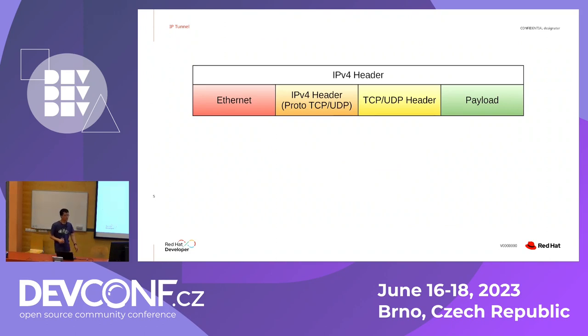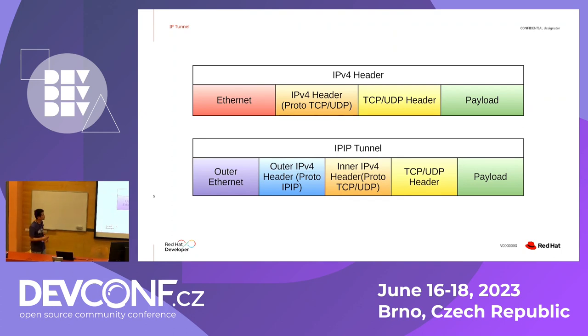Here is what a packet looks like on the internet. First is the Ethernet part, and then the IP header. It may be IPv4 or IPv6 in recent years. And the next is the TCP or UDP header. And the last is the payload, or the data it carries. So what if this is an internal packet and you want to transmit it from one internal network to another internal network through the public IPv4 network?